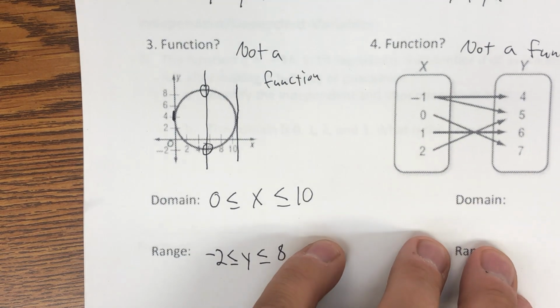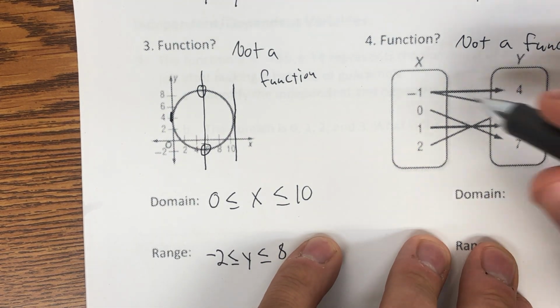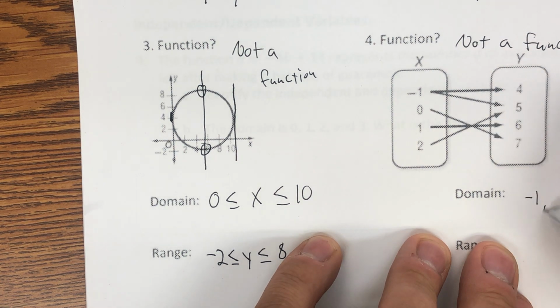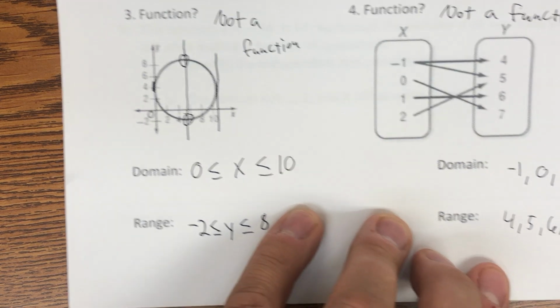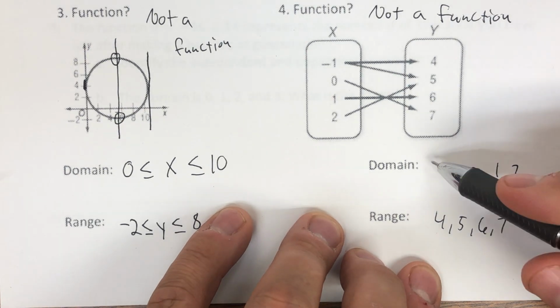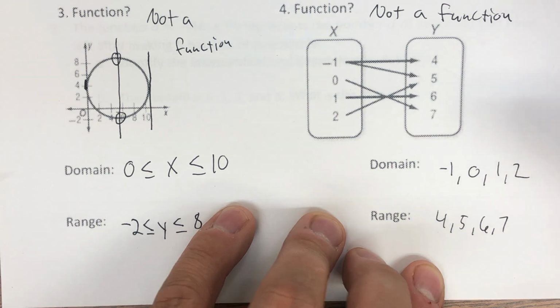X's repeat. The domain in this case, I'm going to list it out just for some more practice. The domain is -1, 0, 1, and 2. The range goes 4, 5, 6, and 7. And we have completed it. So we listed the domain, all the x's, and listed all the ranges. And this one is not a function.